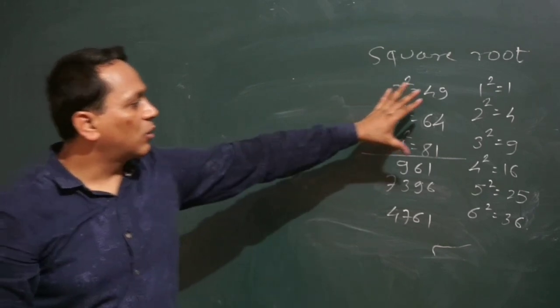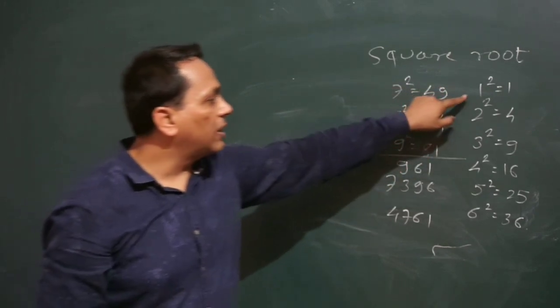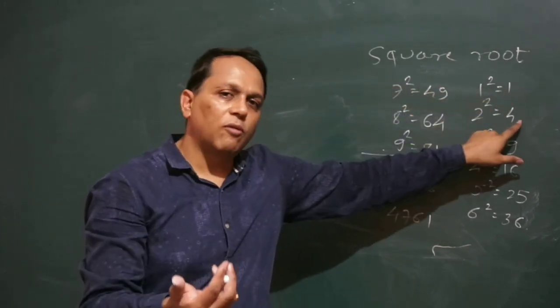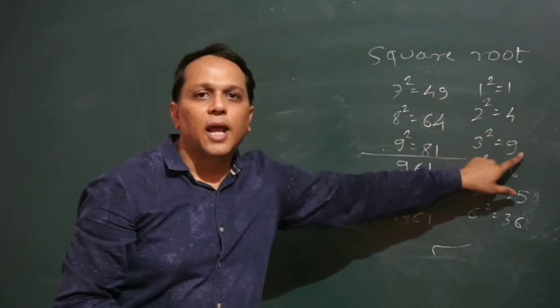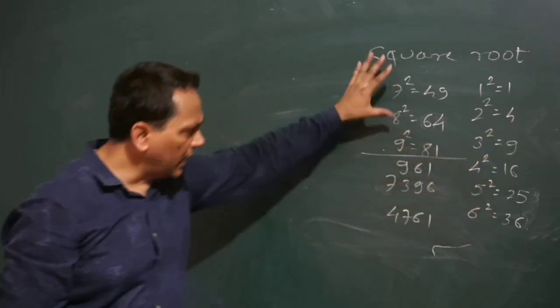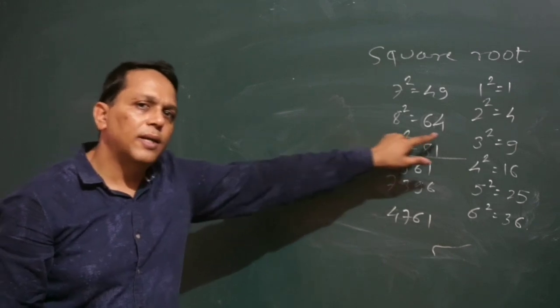Here I have written the squares of numbers up to 9. 1 square is 1, 2 square is 4, 3 square is 9, 4 square is 16. And like that up to 9, 9 square is 81.